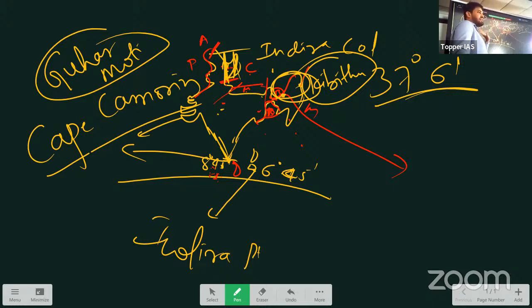This is about China, which has the second longest border, 3,488 kilometers. This is 4,096 kilometers with Bangladesh. The second longest border is with China. So the third longest is with Pakistan. This line is again called the Radcliffe line.